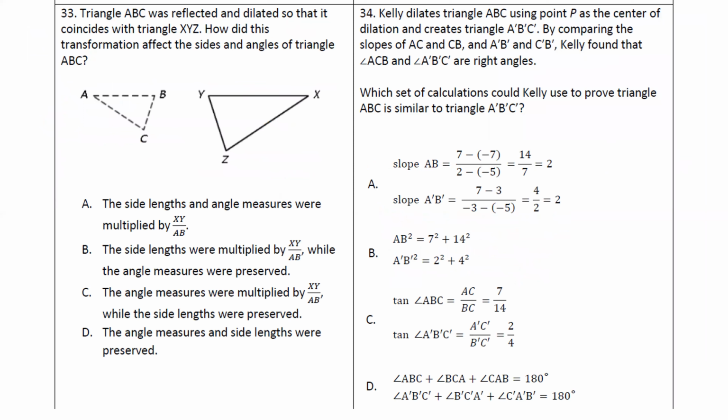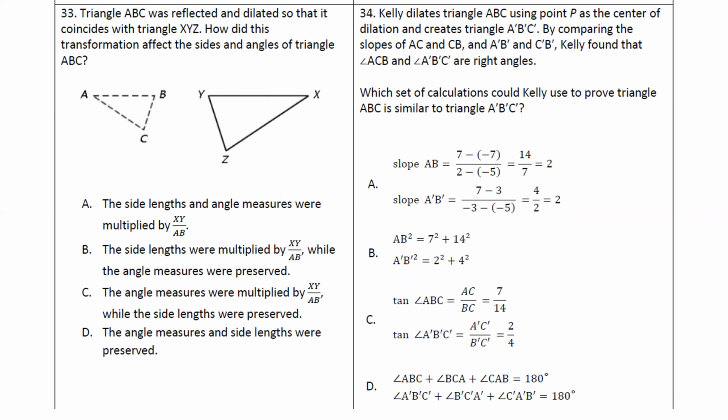On 33, triangle ABC was reflected and dilated so that it coincides with triangle XYZ. How did this transformation affect the sides and the angles of triangle ABC? So it was reflected and then dilated.